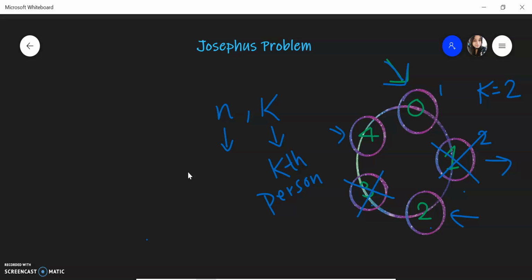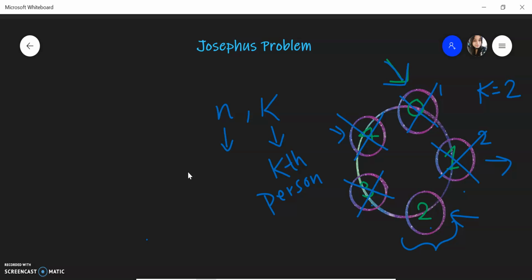Again we start from here and count 1 and 2. We kill another person. Again we cannot consider 1 because it's already been killed. We go to the second and count from here 1 and 2, and this is killed. So this is the last standing man or the last surviving man.